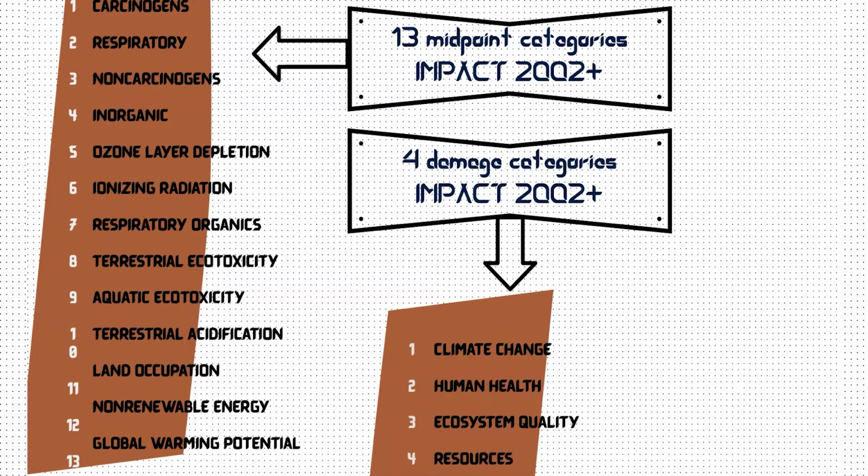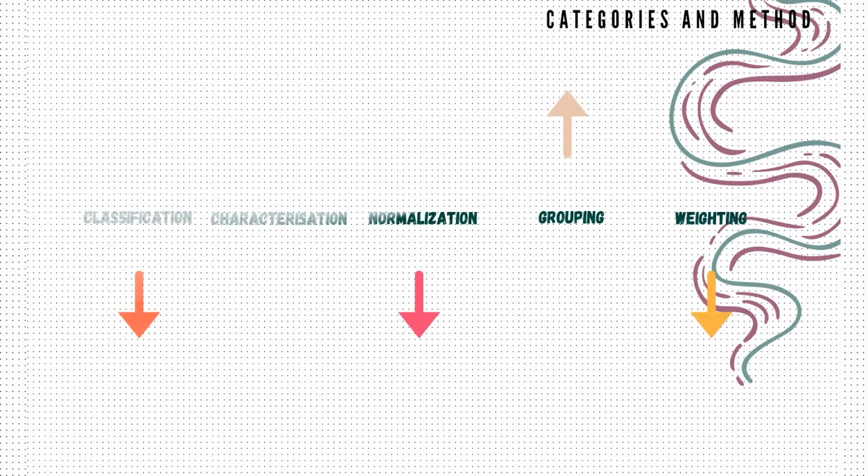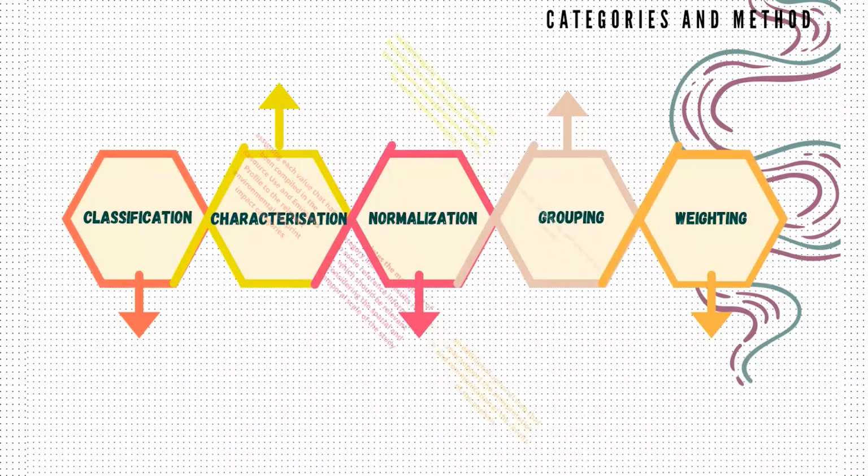The damage categories are climate change, human health, ecosystem quality, and resources. We continue our impact assessment on categories and method. It has 5 categories, starting with classification.